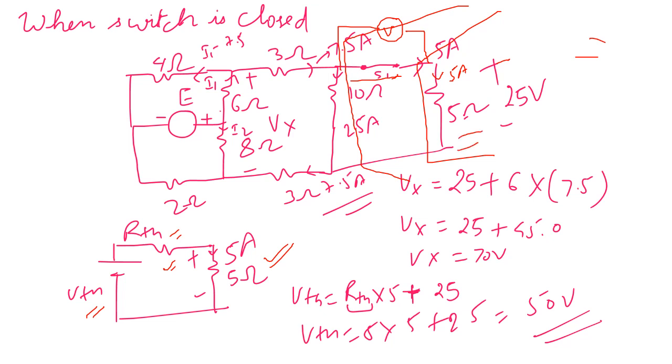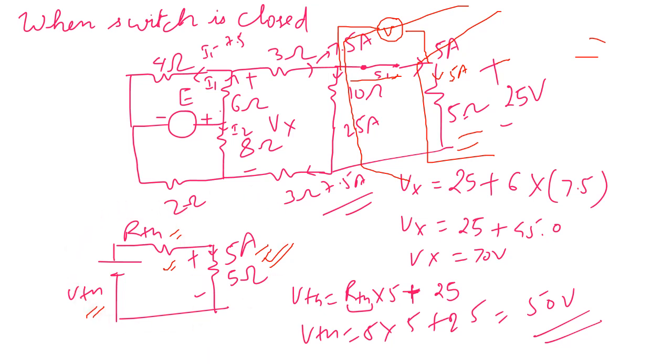What we already know here is this 5 ohm. If I have to write the equation for this circuit, it will be VTH is equal to RTH into 5 plus 25, that is 5 into 5, 25. So this will be the equation.